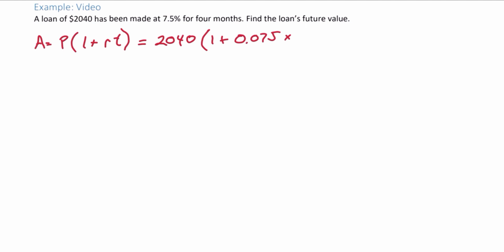Now be careful here, we don't want to put a 4. Time is measured in years. So 4 months is 4/12, or you can think of that as 1/3 of a year.